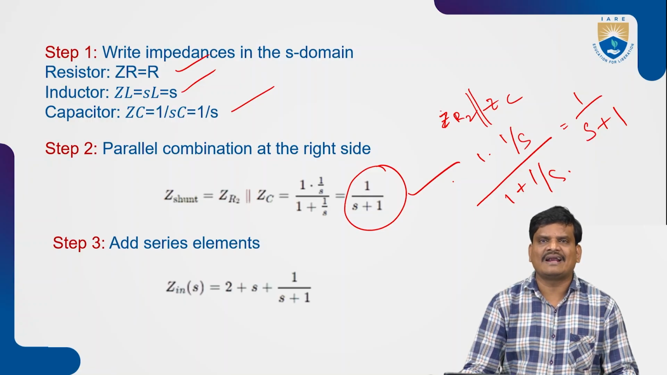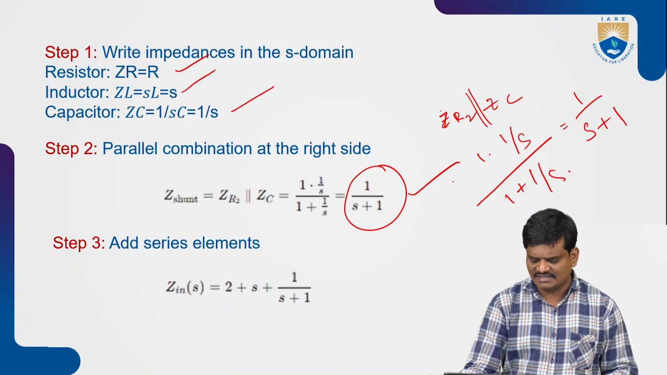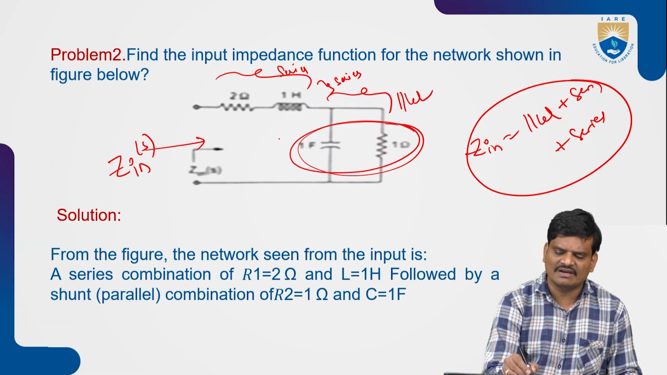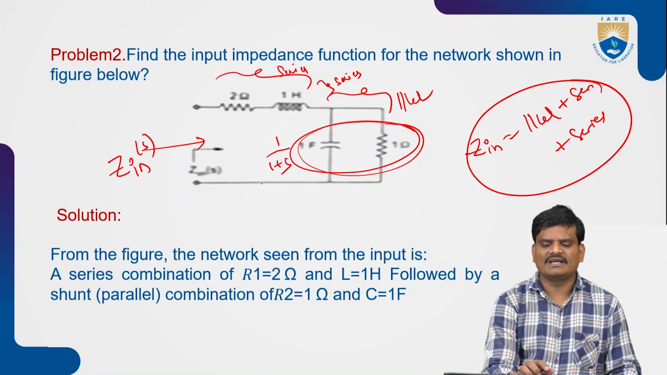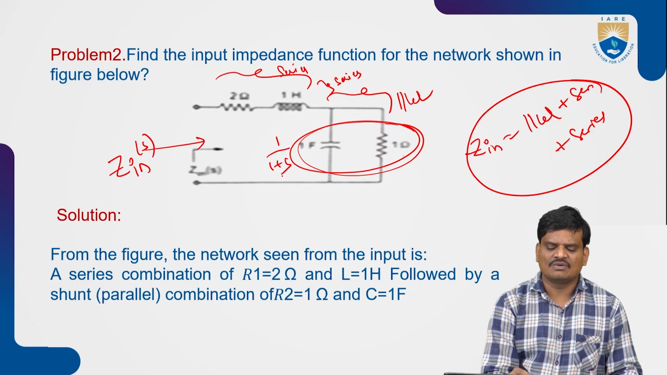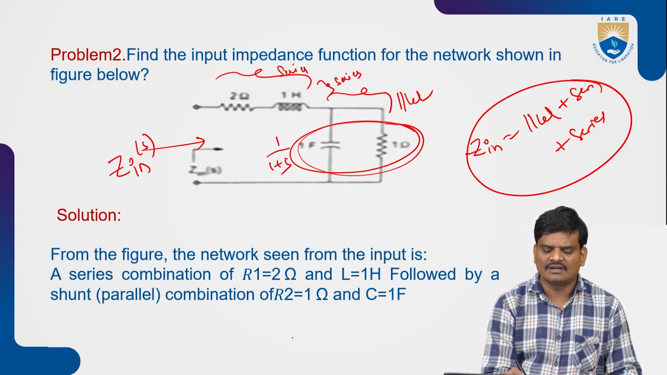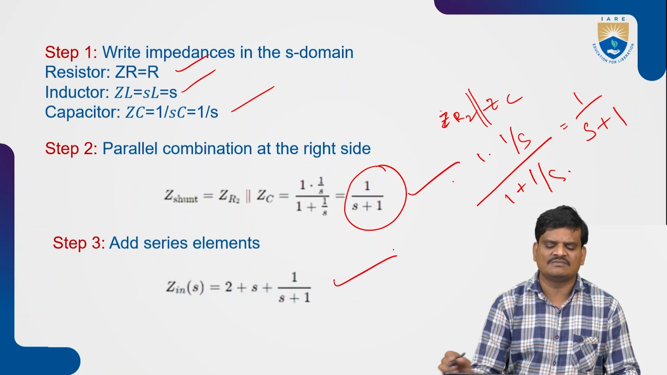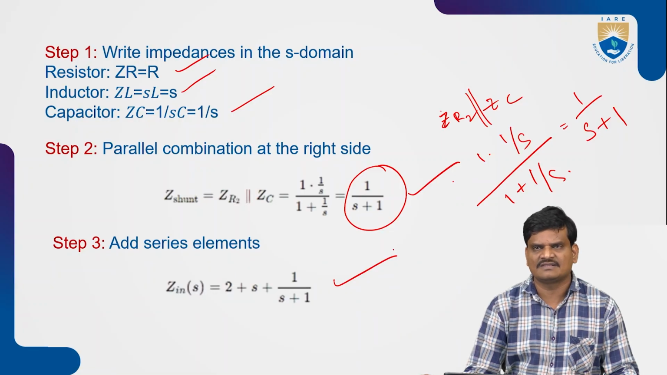Again, I need to add the elements which are connected in series. Now this total combination has been evaluated as 1 by 1 plus S. Now what are the elements that are connected in series? A resistor, an inductor, and also the value of 1 by 1 plus S. So what is the value I will get here? 2 plus S plus 1 by 1 plus S is the next value of impedance offered when I am connecting them in series.